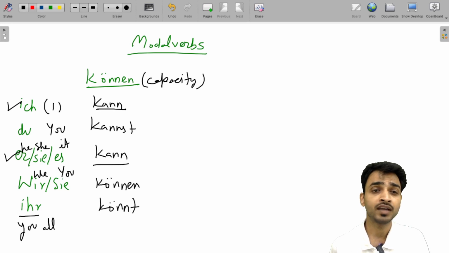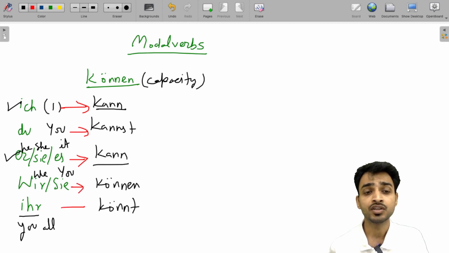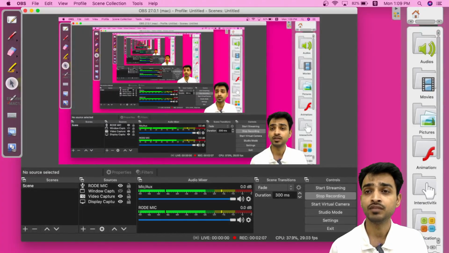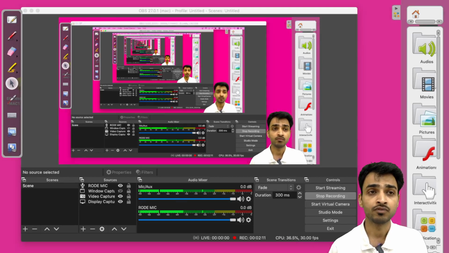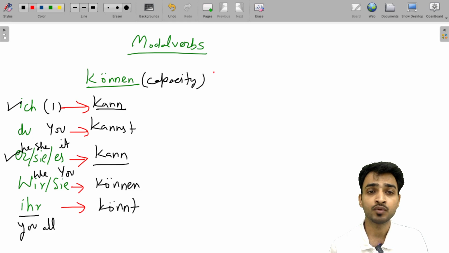So if you want to say I can, you will say ich kann. You can, du kannst. He or she can, er kann, or sie kann. We can, wir können, and you all can, ihr könnt. This is the correct use of the modal verb. You must know how to use them, and it is very important that you know how to use the modal verb.